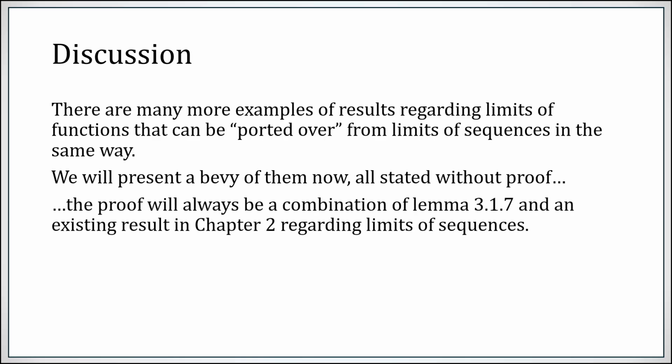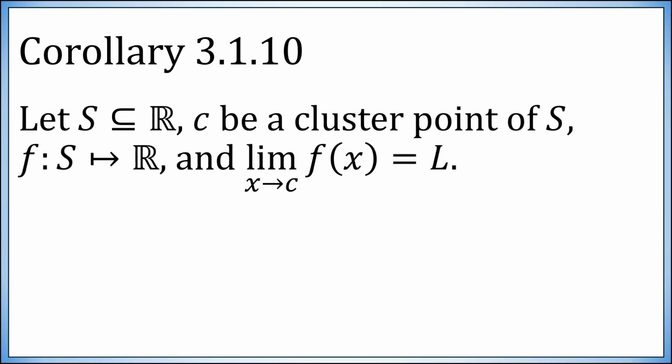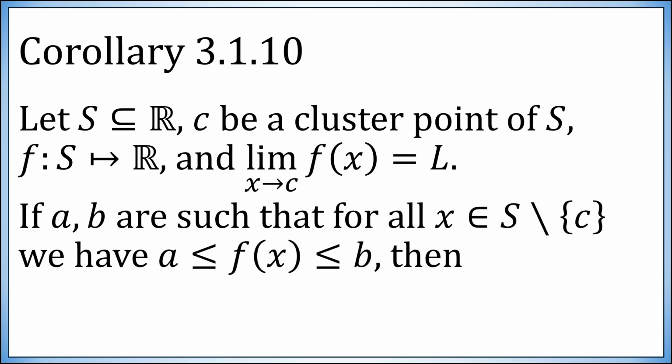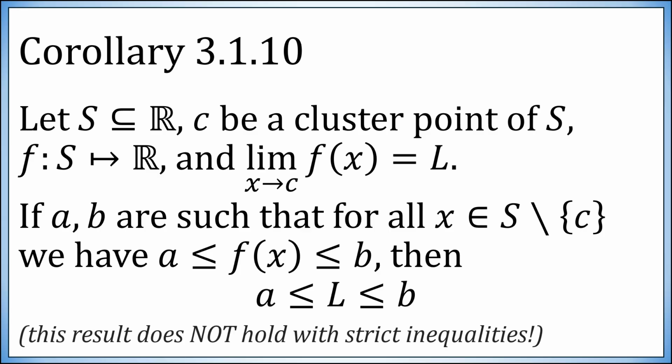Okay, so always what you're going to do is combine lemma 3.1.7, which says instead of talking about limits of functions, just do something about limits of sequences, and then look for a similar result back in chapter 2. So we can say, if S is a subset of the reals and C is a cluster point and f has domain S, and the limit as x approaches C of f of x is L, if A and B are two numbers so that f of x is always between A and B, well then that limit must also be between A and B.